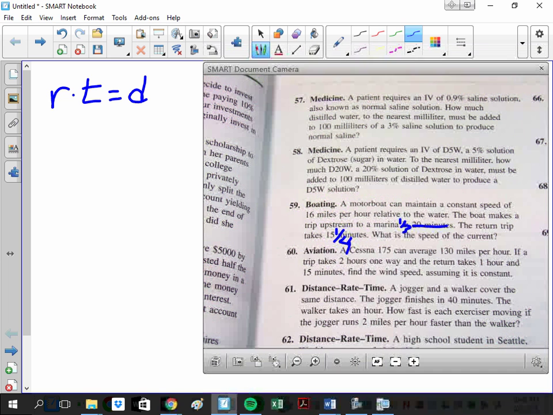So does the speed of the river change? No. Does the speed of the boat relative to the water change? Relative to how fast the water's going? No. But the overall speed changes because sometimes they're working together and sometimes they're working against each other. So what is the one thing we don't know about this story? The speed of the water. The thing you don't know makes a really good variable. So let's say that x is the water rate. Does that help?